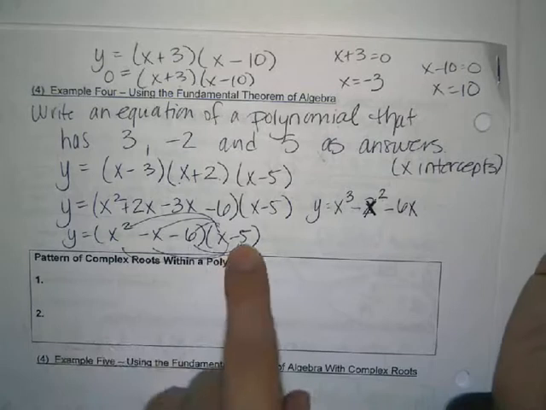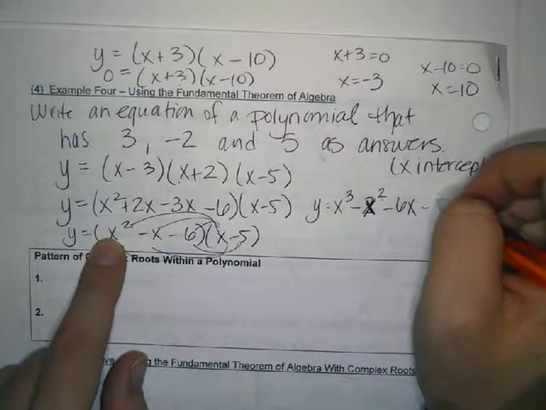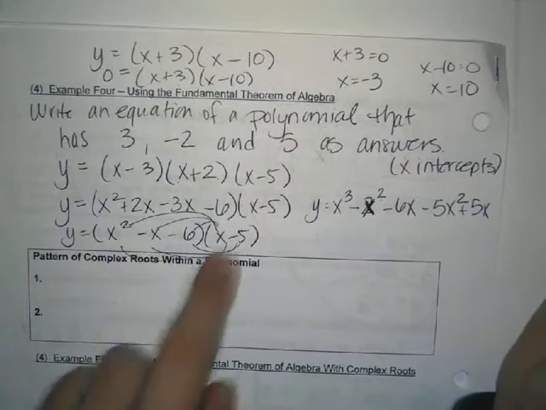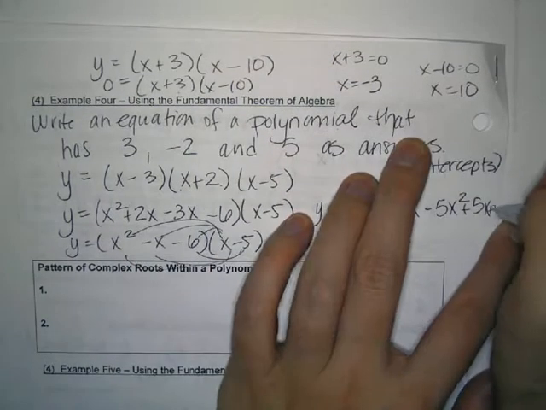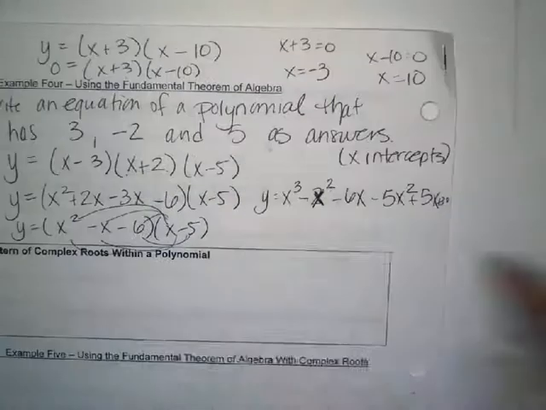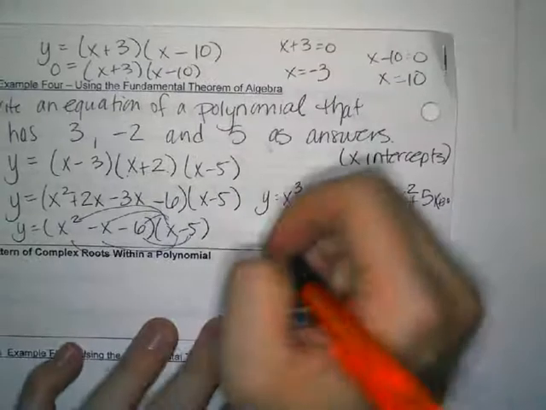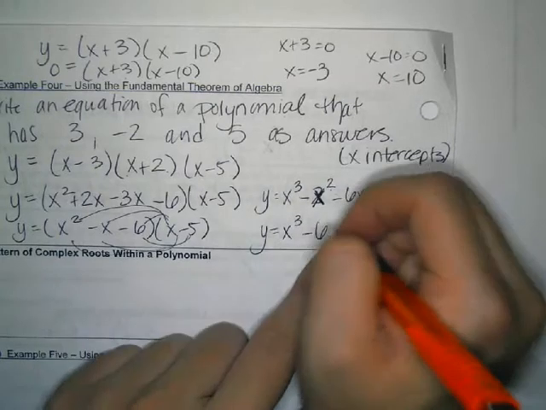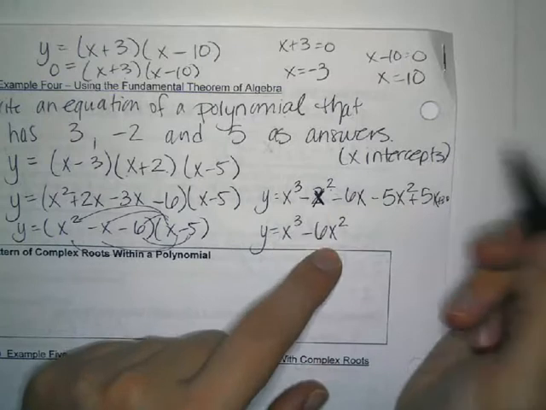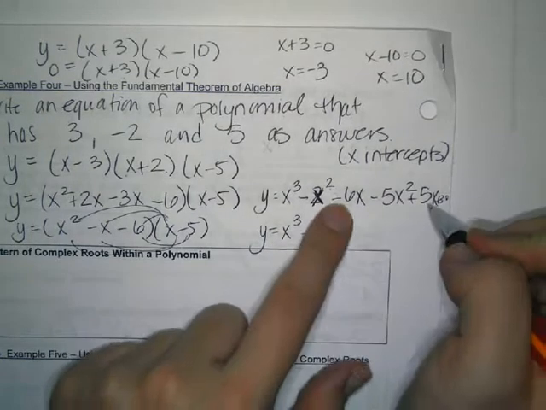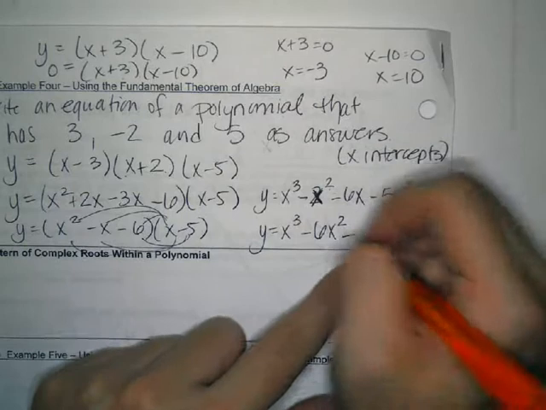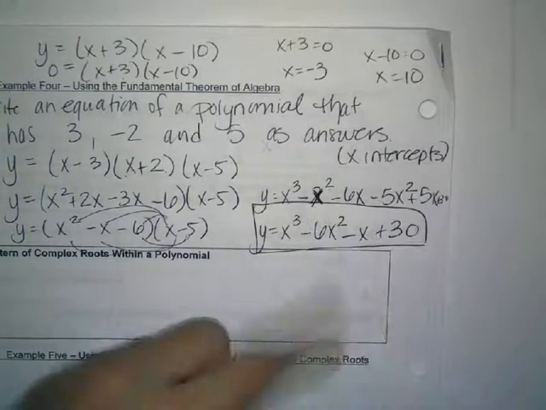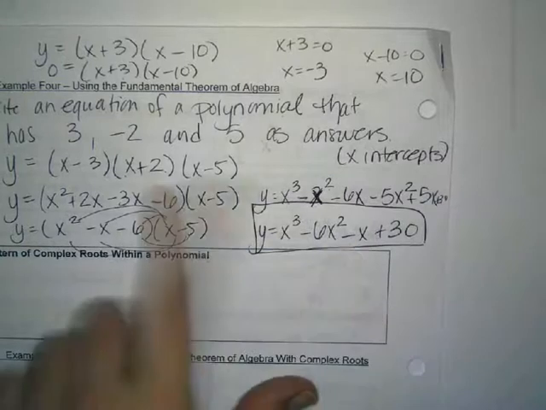Then we deal with the negative 5. Negative 5 times x squared is negative 5x squared. Negative 5 times negative x is positive 5x. And negative 5 times negative 6 is positive 30. And then we're going to add like terms. You have negative 1x squared, negative 5x squared, so that gives me negative 6x squared. Negative 6x plus 5x gives me negative x, and then plus 30. Okay, so you have now written the equation based on my original answers.